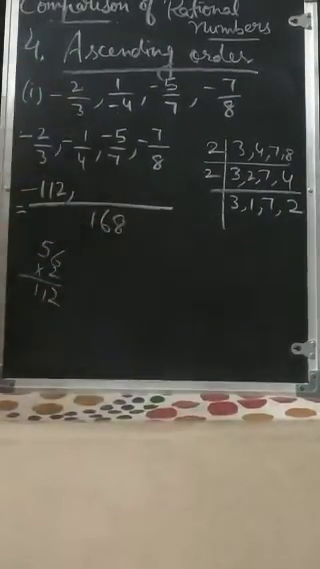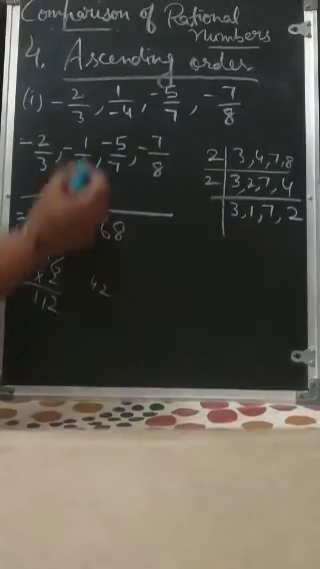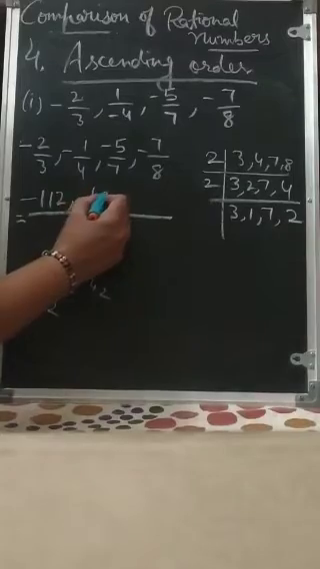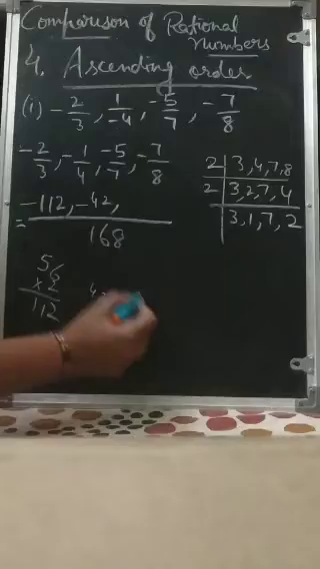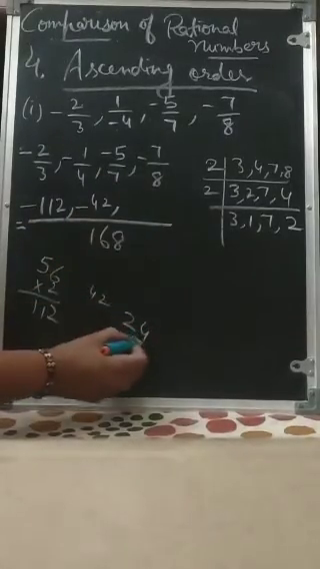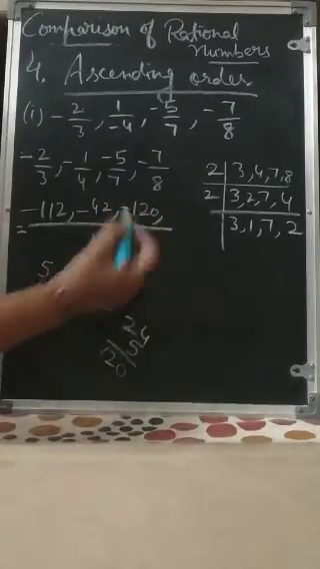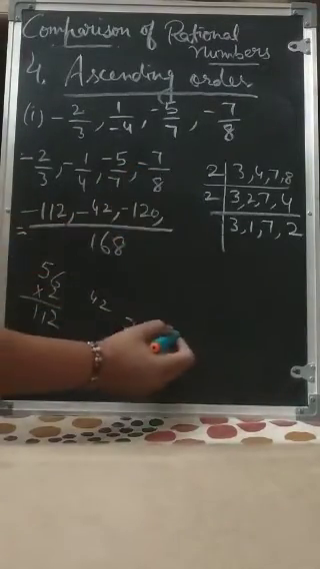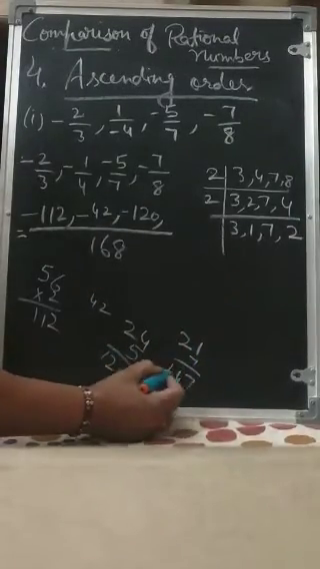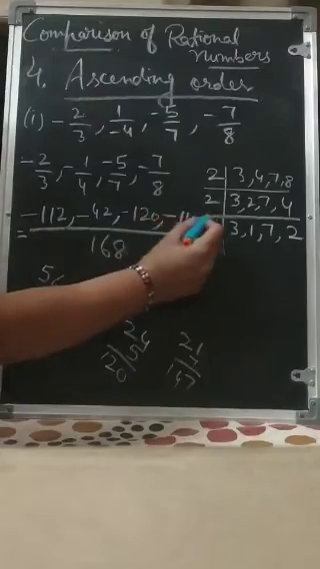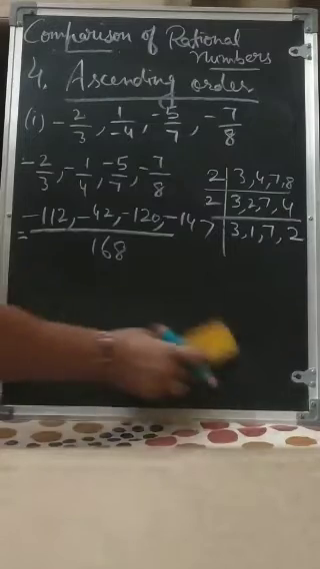This way, 168 divide by 4. What will come? 42. 42 multiply 1, minus 42. Now 168 divide by 7. 7 2s are 14. 24 multiply 5. It will come minus 120. Now 168 divided by 8. What will come? 21. 21 multiply 7, 147, minus 147. Okay. So this you can do in the rough work on the right side.